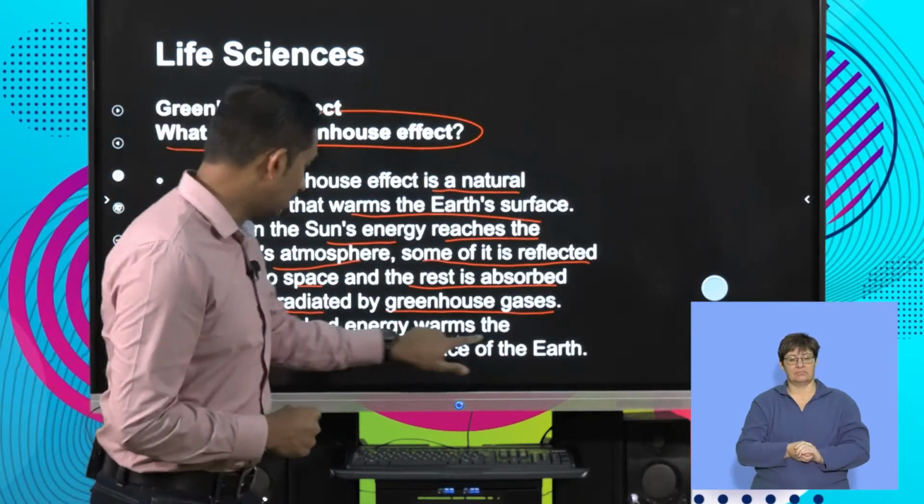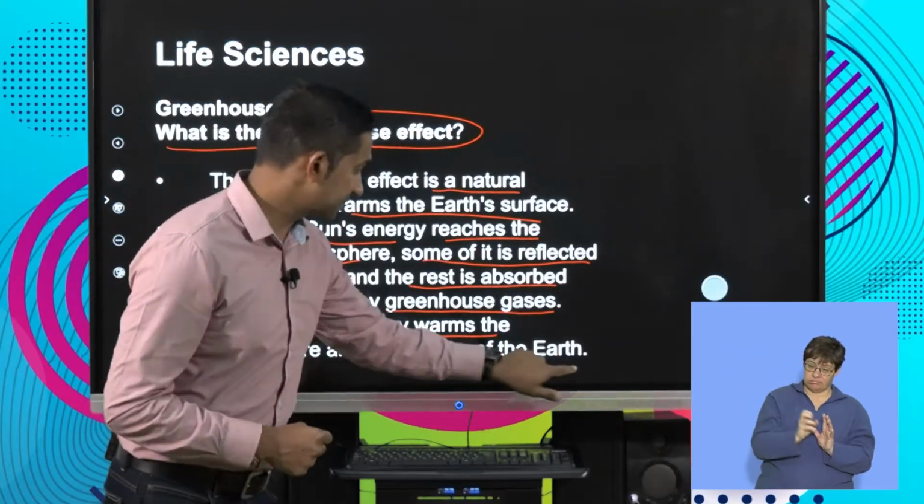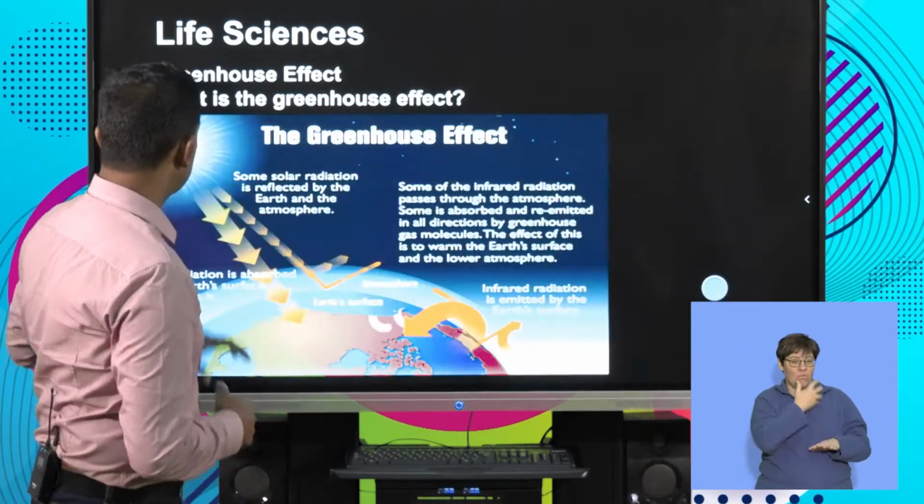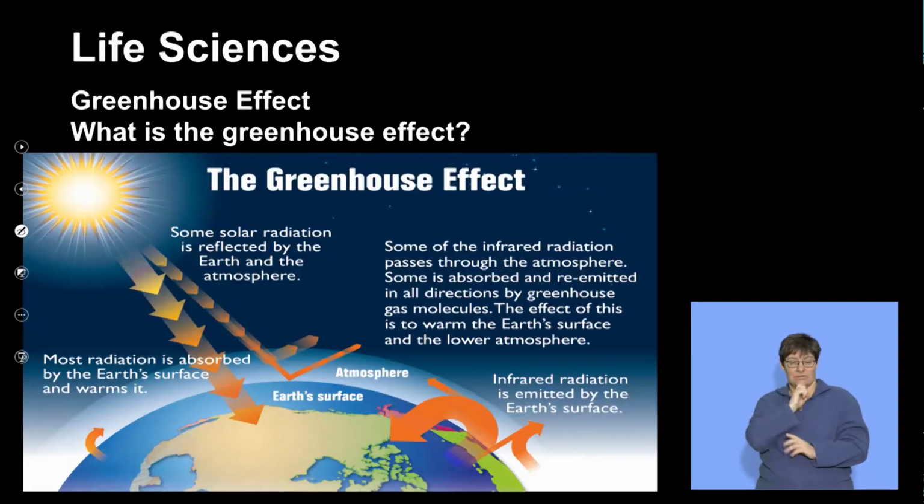The absorbed energy warms the atmosphere and the surface of the Earth. Let's look at that in an image. So guys, we do know that the greenhouse gases are gases that are present in this layer around the surface called the atmosphere. So we have the atmosphere made up of different gases that play an important part in terms of maintaining the temperature on Earth.